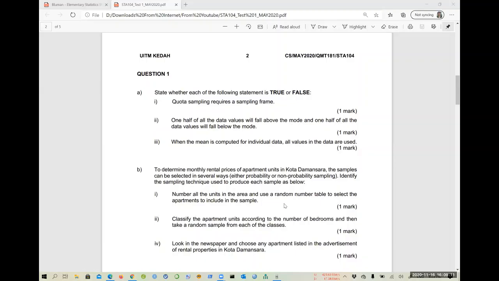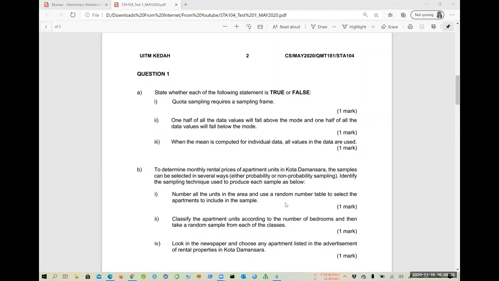First question, as I mentioned earlier, is similar to question number 1 in the past semester exam papers, where the first question will deal with chapter 1. Chapter 1 is the introduction to statistics, the fundamentals of statistics. And for this part, the first part will be true or false.